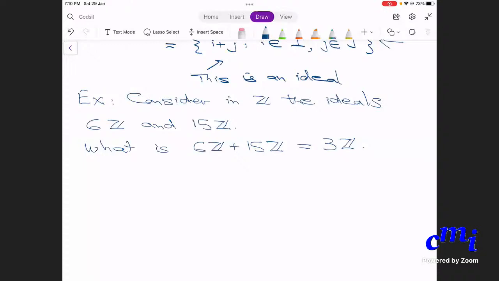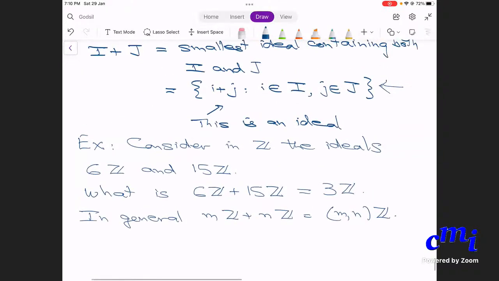So in general, mZ plus nZ is the GCD of m, n times Z. This is how you add ideals in Z. Since every ideal of Z is singly generated, we know that mZ plus nZ is generated by one element. Which one element is it? There are two possibilities: it could be either the GCD of m and n or the negative of the GCD. But if you just stick to positive numbers, it's generated by the GCD of m and n. So the sum of ideals in Z is this. This is an operation that you can perform on ideals.